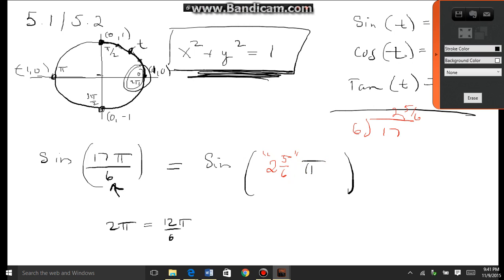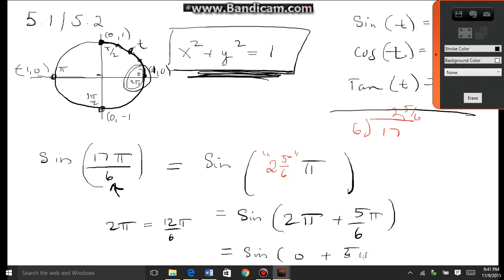Okay, so what this means is, this is the same thing as saying sine of 2 pi plus 5 pi over 6. Now, check this out. We just said 2 pi is the same as going nowhere, which is 0. So all I really need to figure out is what is sine of 5 pi over 6. Well, so what does that mean?